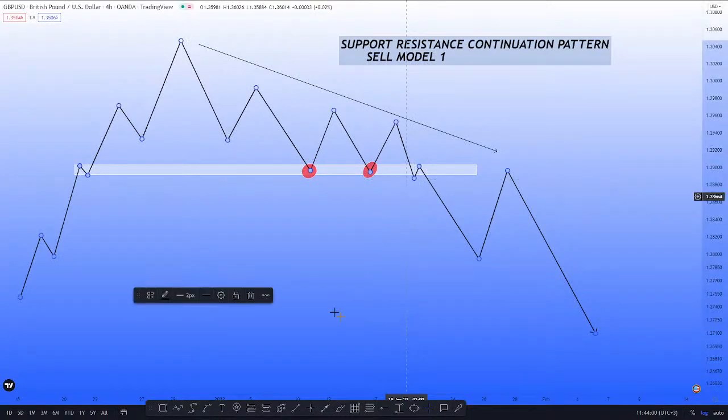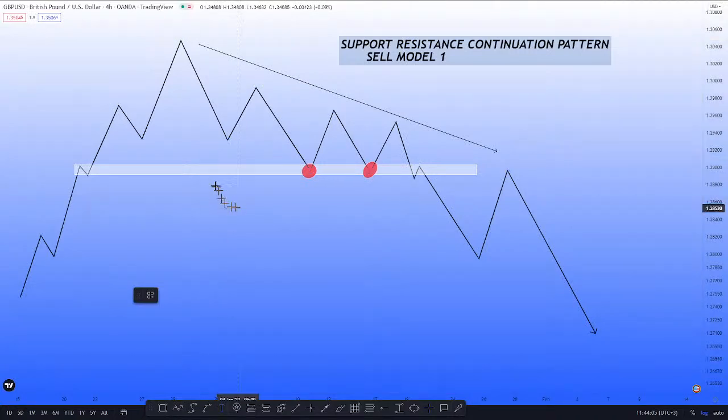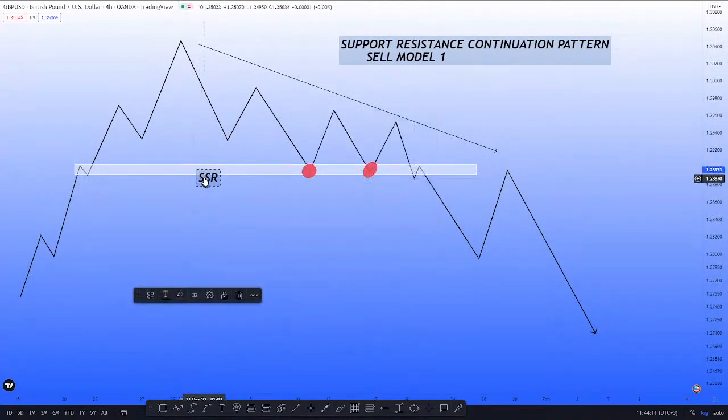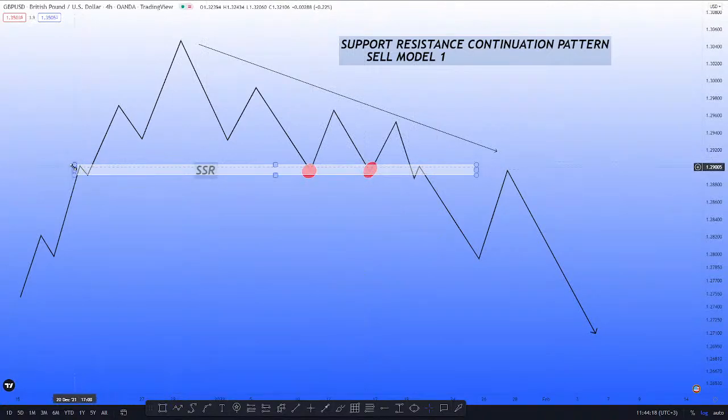So what do you wait for? Let's just label it. These are significant zones, SSR, because we see there is a first touch, a second, and then this flip: this was a resistance, it became support. So the zone is significant. What you wait for is a breakout of that zone.